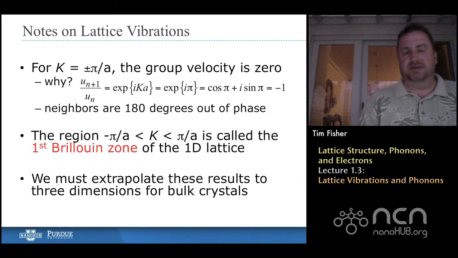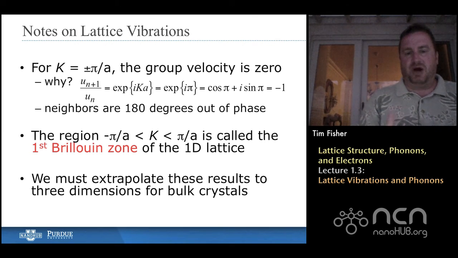They're not propagating. This region of k-space that we called the unique part, from minus pi over a to pi over a, is called the first Brillouin zone of this one-dimensional lattice. Now, in higher dimensions, we'll also have a first Brillouin zone. It's the unique part of the reciprocal space.